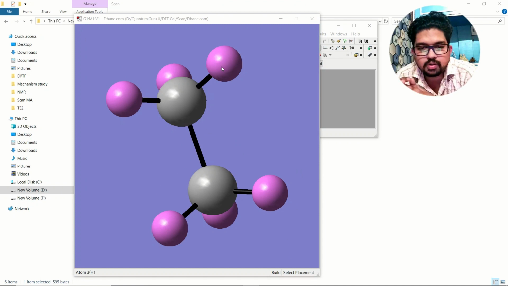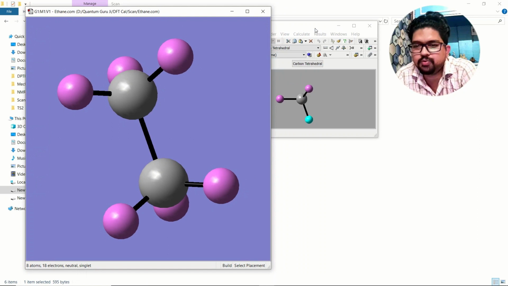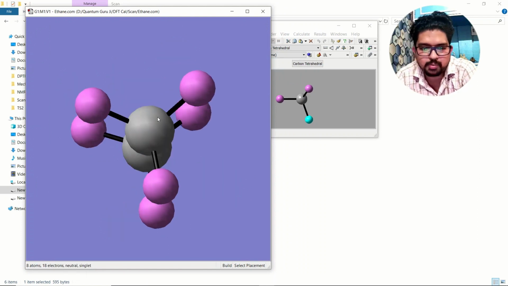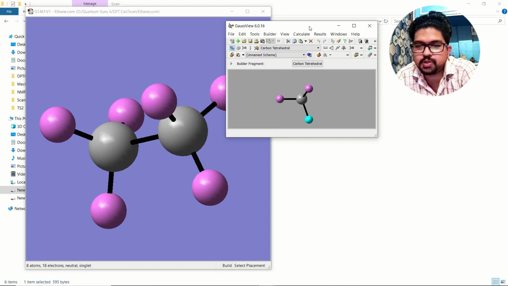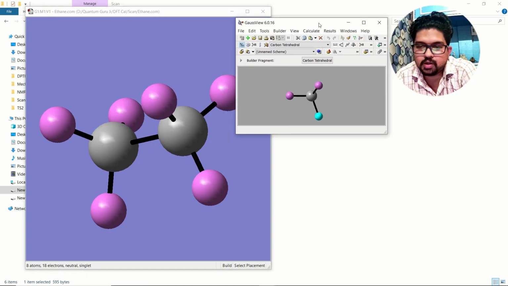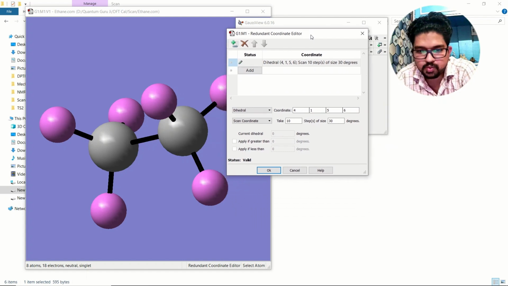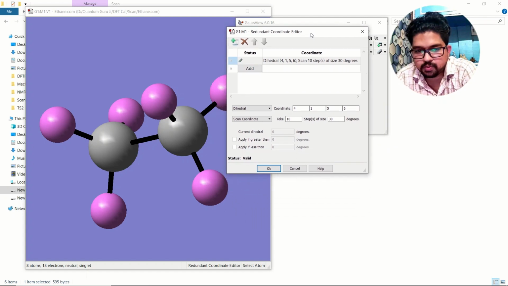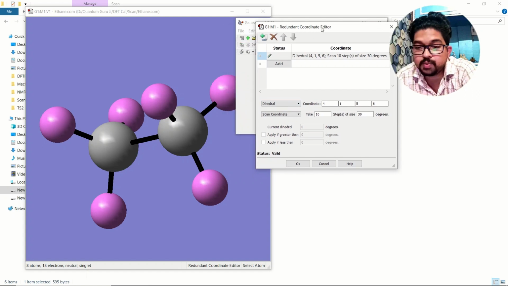For input, there are two ways. You can use GaussView for generating your input. You have this molecule, fine, and now you want to generate the input for the dihedral angle scan. Go to the redundant coordinate editor, click here. In this section you have an option to select from here. You can select bond length, angle, dihedral angle, and other things also. Right now I am interested in the dihedral angle.